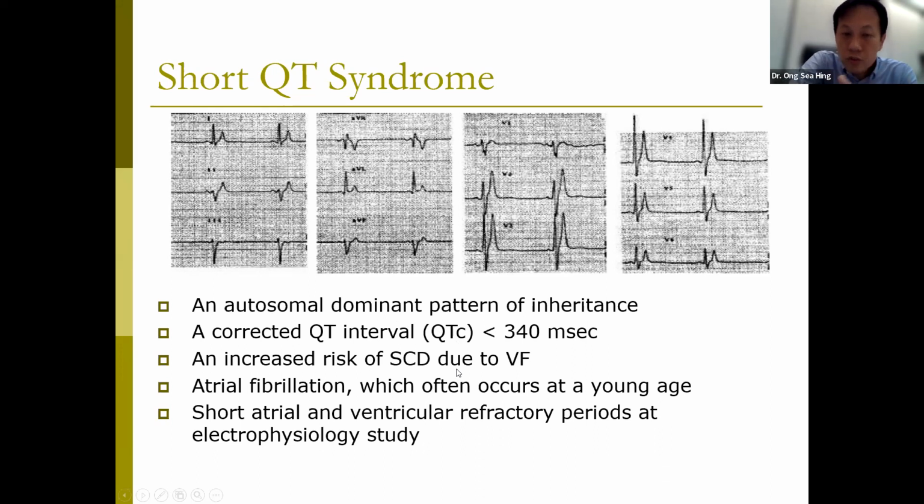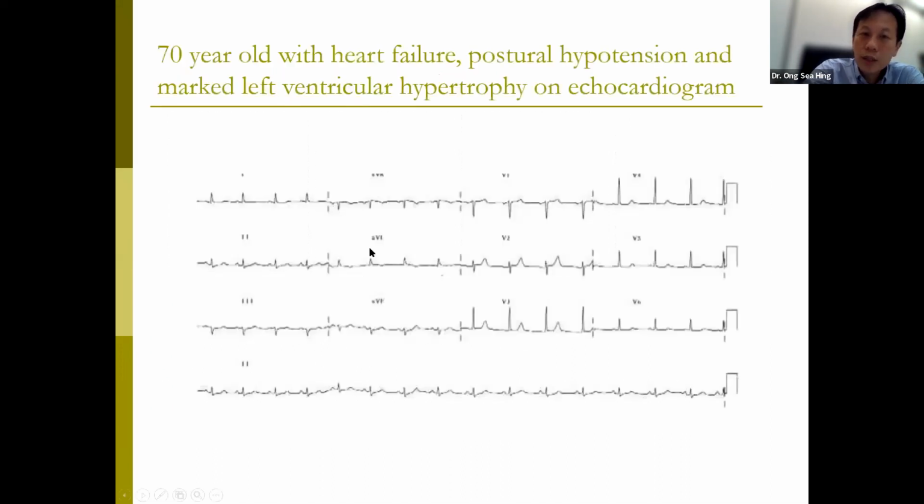There is an increased risk of sudden cardiac death due to VF, and sometimes the patient can come with atrial fibrillation when they're young. If you see a young atrial fibrillation, you've got to look at the QRS complex, whether it is short. Okay. All right. So this is something that is not very common, but something good to know. This is, I think, my last slide.